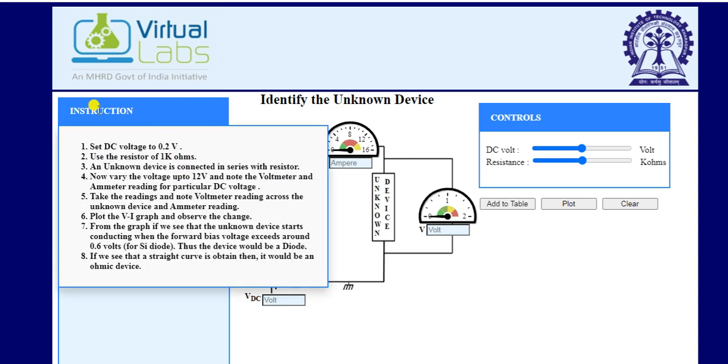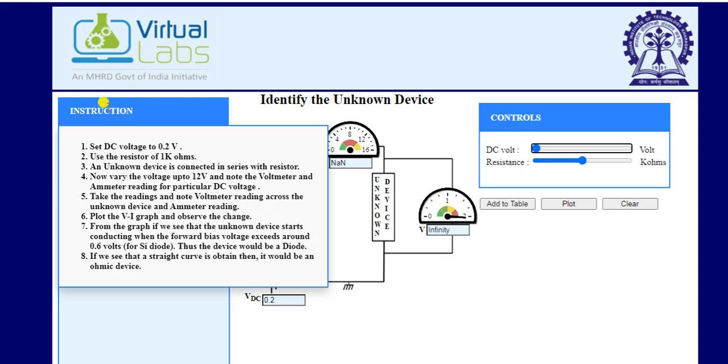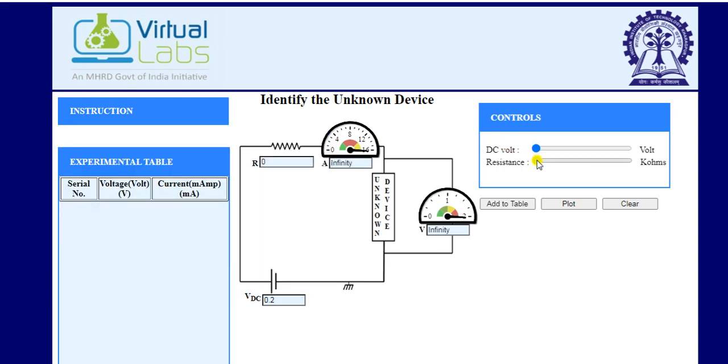So first fix the value of DC volt to 0.2. So click 0.2 and resistor to 1 kilo ohm. So resistor value is 1 kilo ohm. So add these values to our experimental table of voltage and current. The current is in milliampere.